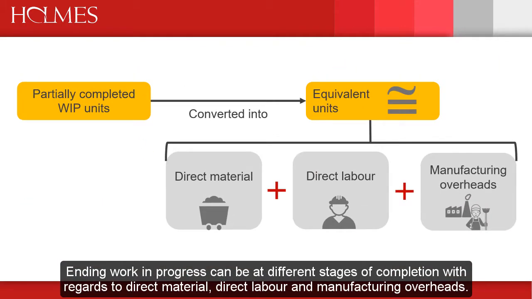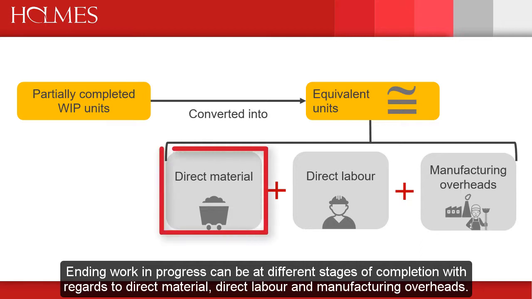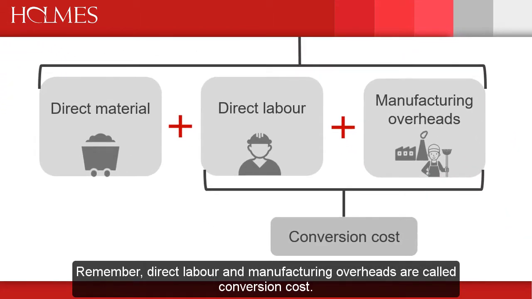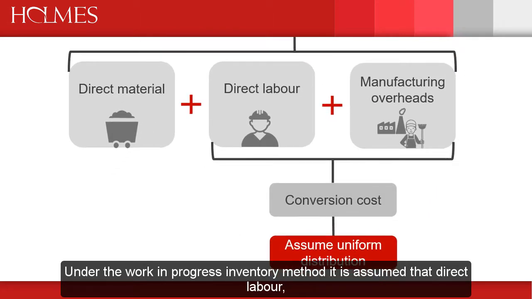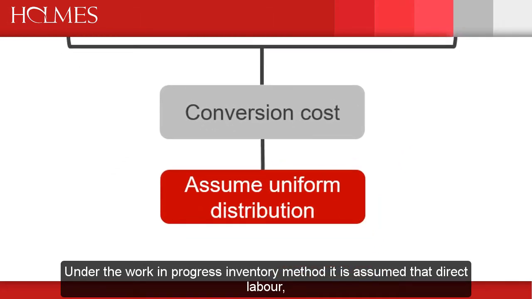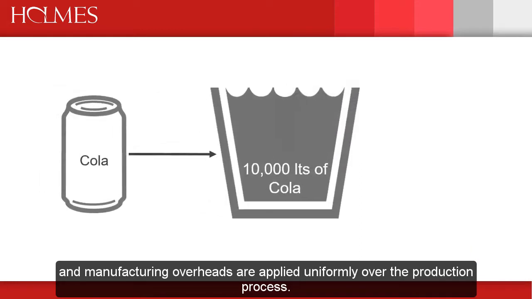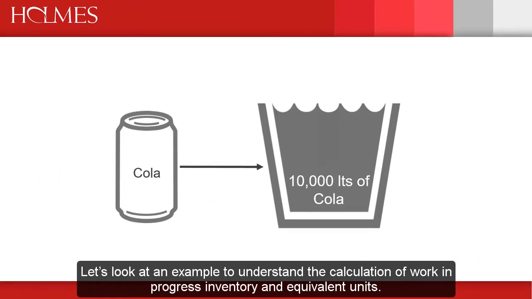Ending work in progress can be at different stages of completion with regards to direct material, direct labour, and manufacturing overheads. Remember, direct labour and manufacturing overheads are called conversion costs. Under the work in progress inventory method, it's assumed that direct labour and manufacturing overheads are applied uniformly over the production process. Let's look at an example to understand the calculation of work in progress inventory and equivalent units.